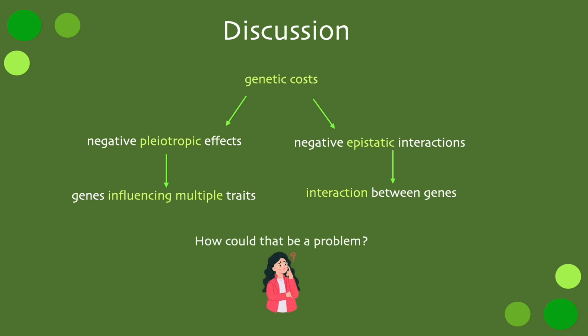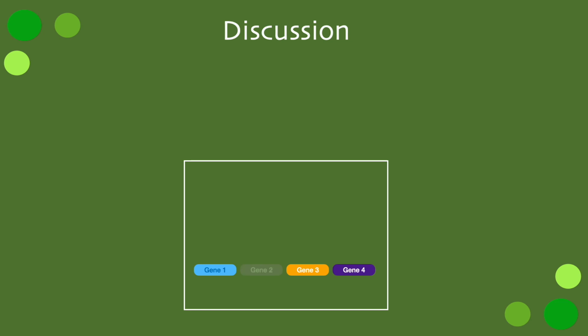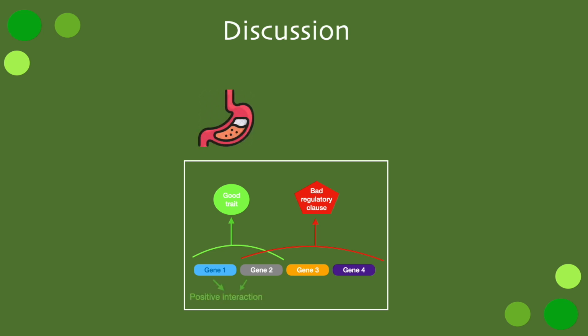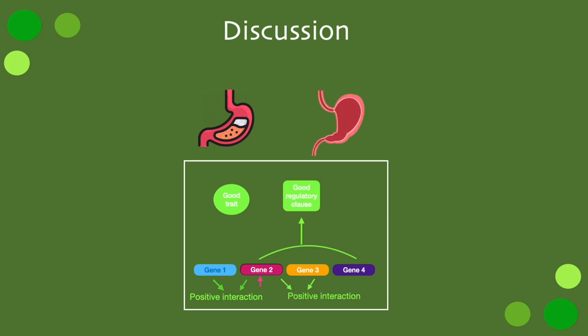Now, how could that be a problem? Imagine that a gene contributes to the expression of a certain trait, but also to the regulation of traits. Let's assume that this gene produces a good trait, but a bad regulatory clause. For example, stomach acid is good for digestion, but we definitely don't want that in our eyes because, well, that's pretty obvious. Now imagine this gene undergoes mutation and gets expressed in a stomach-like environment, which is good. But instead of producing stomach acid, it produces hair. And you're like, come on.